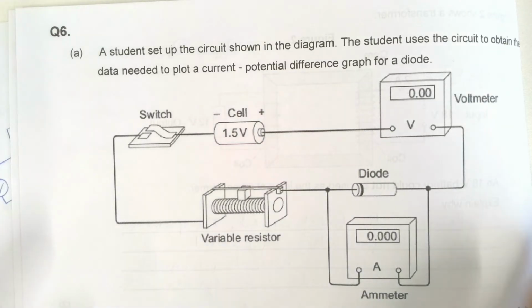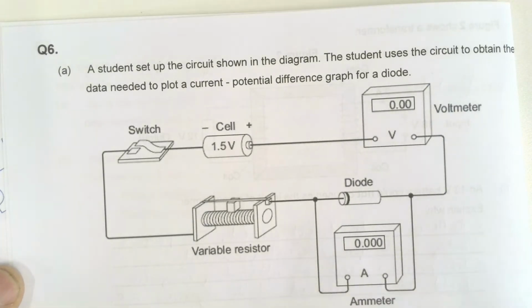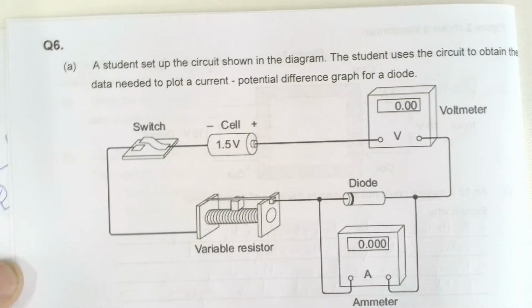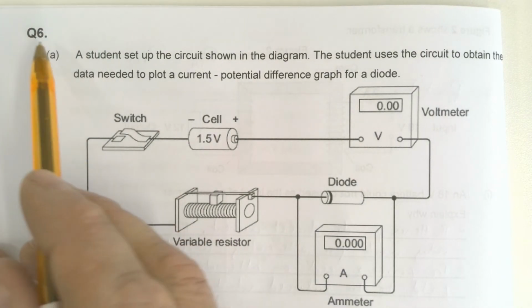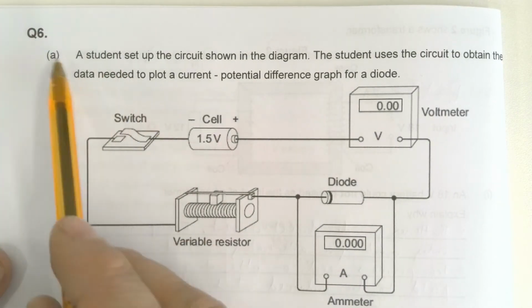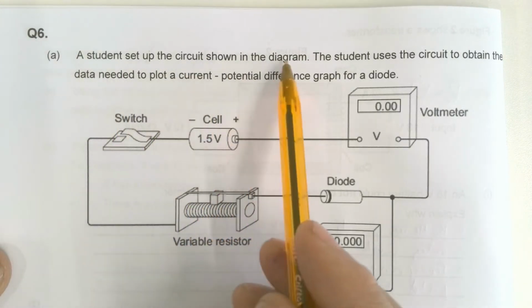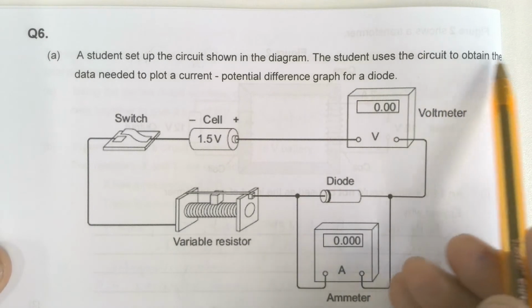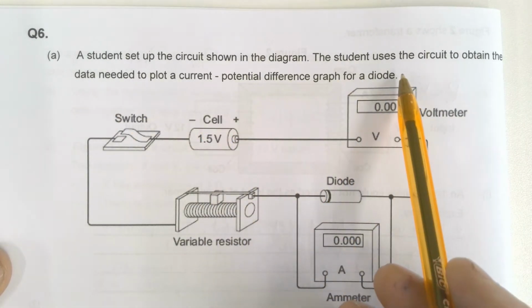Hello and welcome to this video going through the walking talking mock for the high demand electric circuits questions. On question 6 now, so let's have a look what that's got to throw at us. A student sets up the circuit shown in the diagram. The student uses the circuit to obtain the data needed to plot a current potential difference graph for a diode.